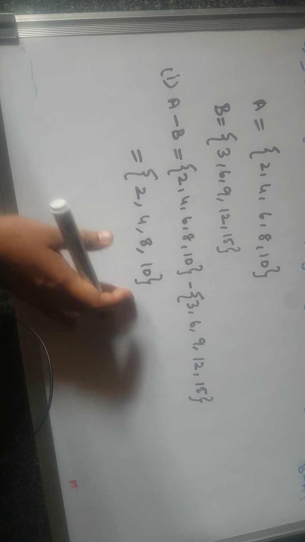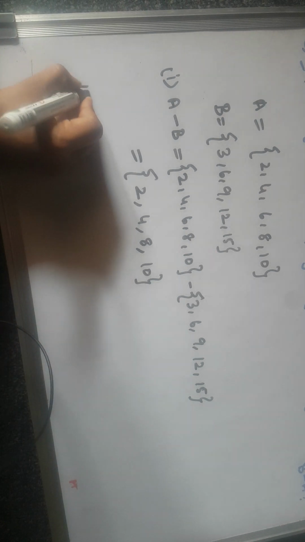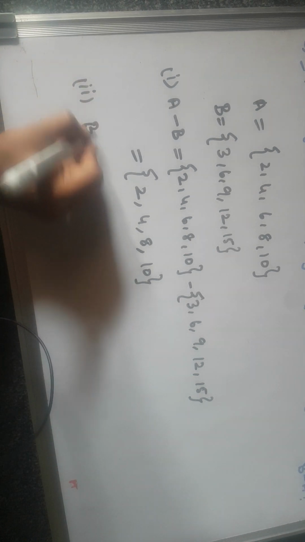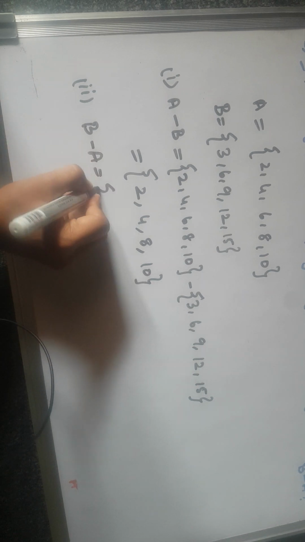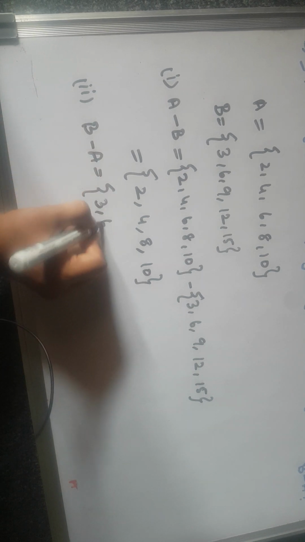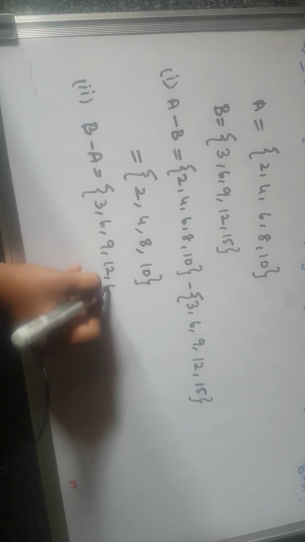Okay, now take the second one, B minus A. B minus A means 3, 6, 9, 12, 15.